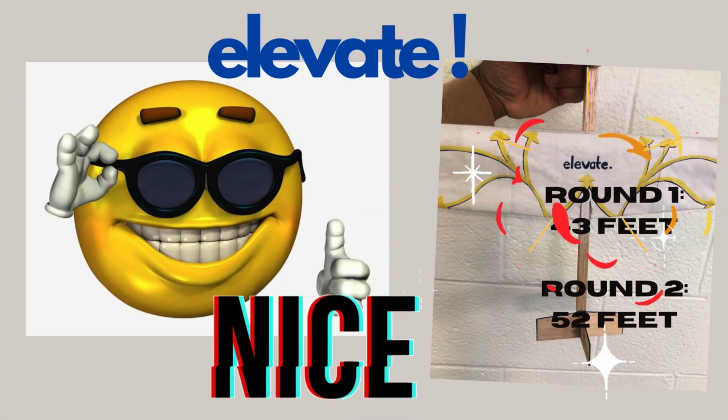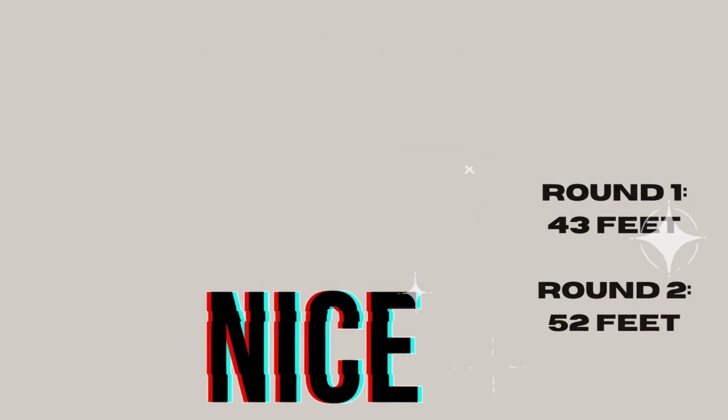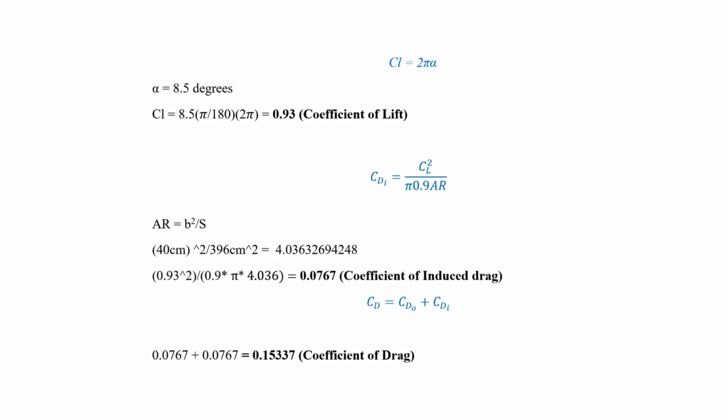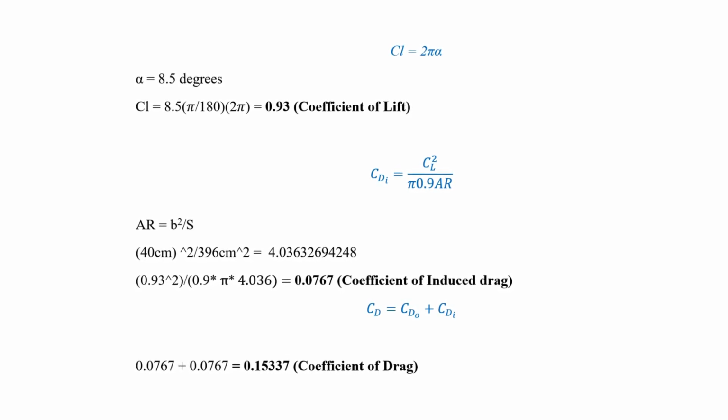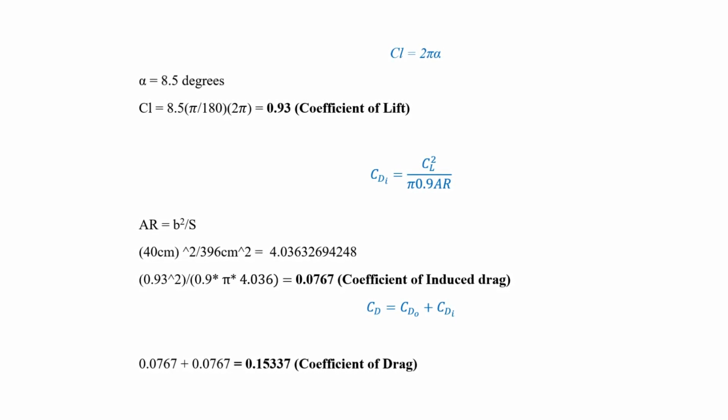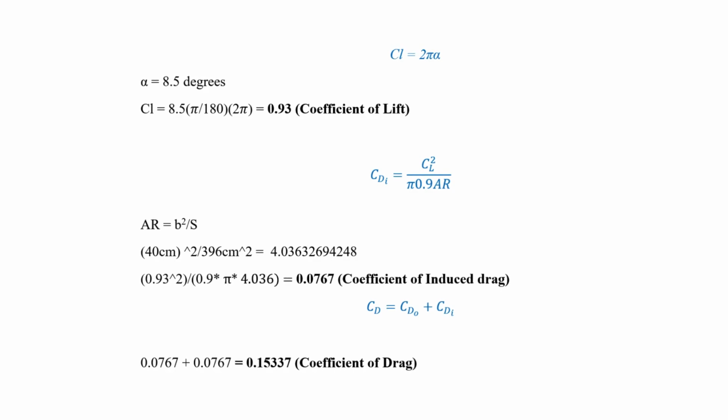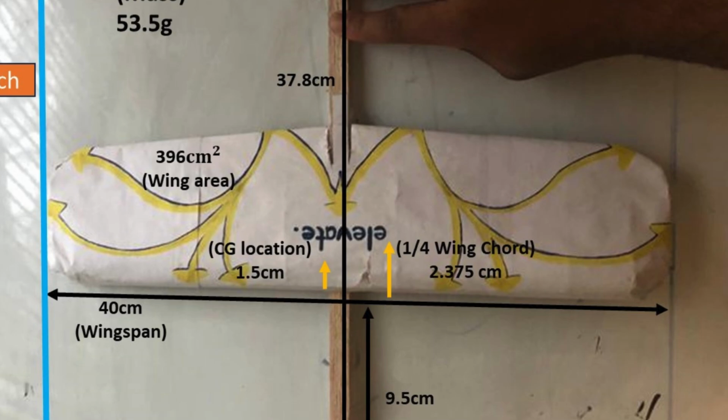Using the flight test footage, I reported an angle of attack of 8.5 degrees and used the thin airfoil theory to get my coefficient of lift, and then calculated the coefficient of induced drag to find my coefficient of drag. Finally, for my center of gravity, with the amount of Play-Doh I added onto the nose on the test day, the CG location was about 1.5 centimeters back from the leading edge.